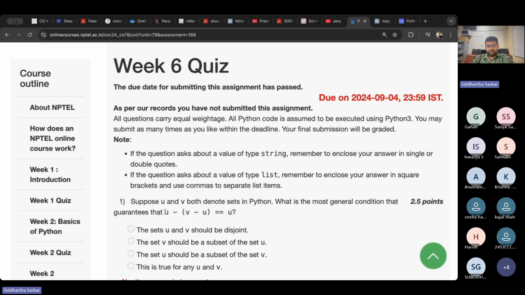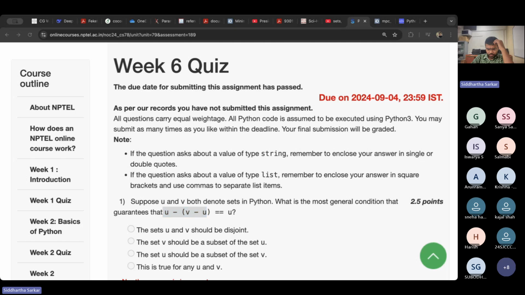So what is on the left hand side? On the left hand side we have first taken the set difference operation v minus u, and then we have subtracted that from u. So in what condition should the left hand side be equal to u? That means whatever we have done doesn't really affect u.